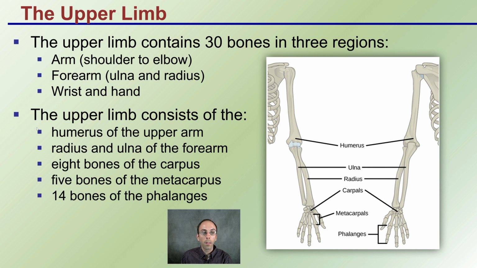The upper limbs consist of the humerus, which is that upper arm portion here, and the radius and ulna in the forearm. You have 8 bones inside your carpals, 5 bones in your metacarpals, and 14 bones in your phalanges. You can kind of see them listed here in this image as well.